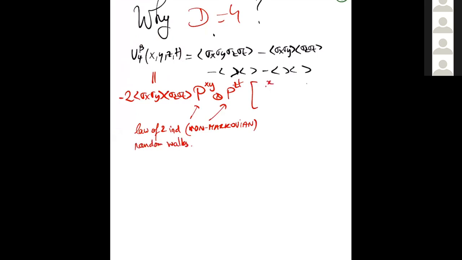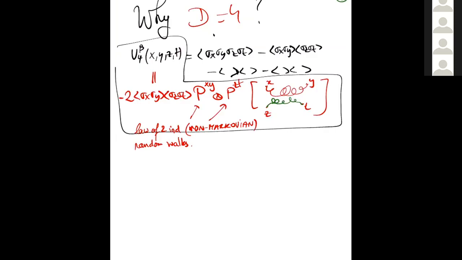One that goes from X to Y, and one that goes from Z to T. Let's use another color. What the rewriting here says is that U4 is minus 2 times the product of the spin-spin correlations, times the probability, if you sample an independent random walk from X to Y and one from Z to T, you sample them independently, the probability that they intersect.